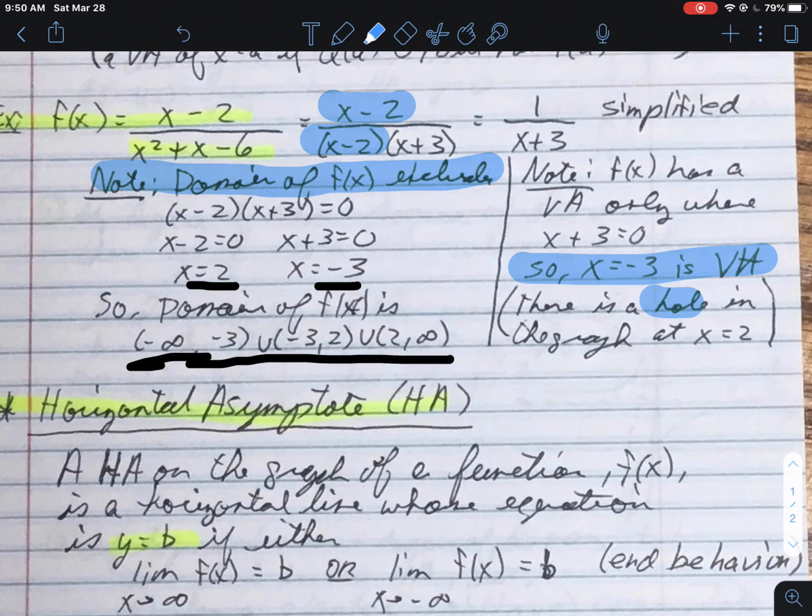But the only difference is my function 1 over x plus 3 is defined when x equals 2. So when you look at the graph of that function, there's no hole in the graph at x equals 2. But there is a hole in the graph for the original function, because that one is undefined where x equals 2. But either way, the calculator, if you graph the original function, does not graph those little holes.